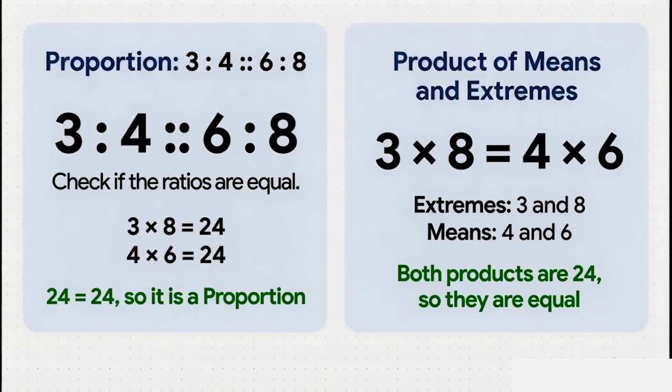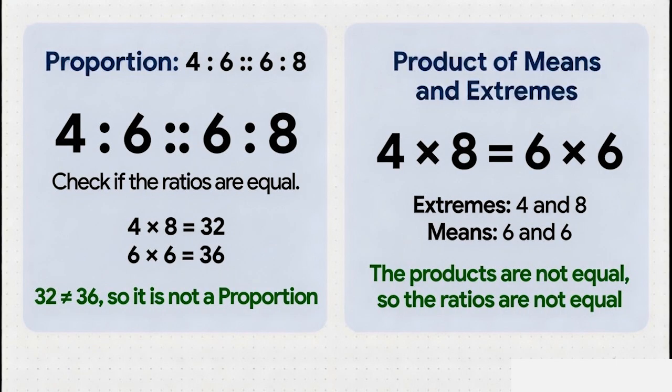Okay, but what happens when it's not a proportion? Let's check this one. 4:6 as 6:8. The extremes are 4 times 8, which is 32. The means are 6 times 6, which is 36. Now, are 32 and 36 equal? Nope, not at all. So this is not a proportion. See how easy that check is?